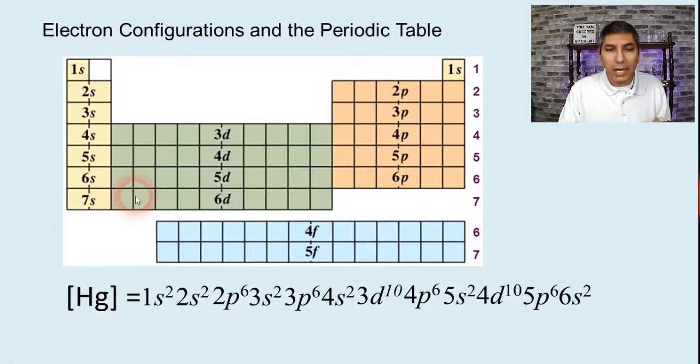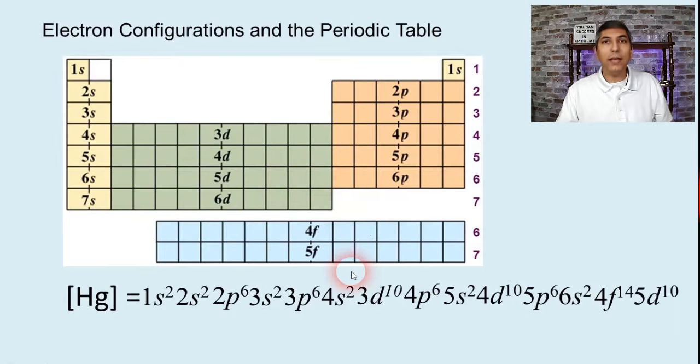So after 6s, we have 4f. Now, 4f, how many boxes are in the 4f section? Well, you can count it up, and you'll find that there are 14 boxes down here. So that's 4f14. Now, that gets us back up to this section here, back to 5d. And so this is our destination. Mercury is the 10th box in the 5d section, so it's 5d10. And so that is a very long electron configuration, but that's the electron configuration for the mercury atom.